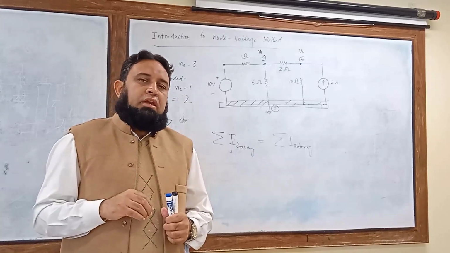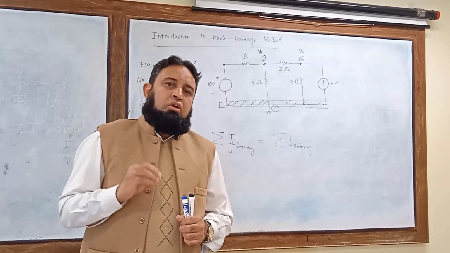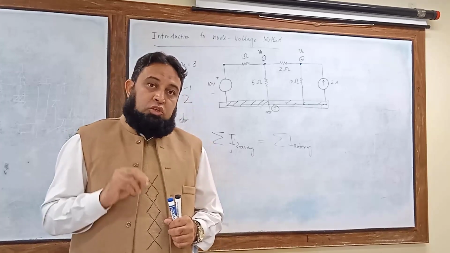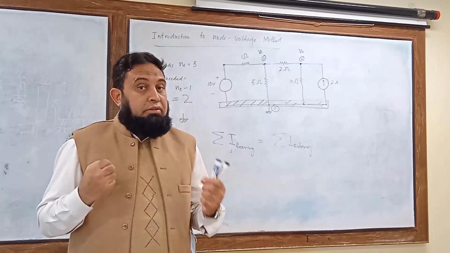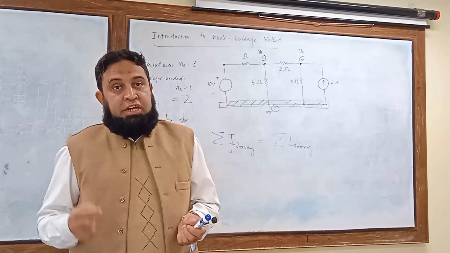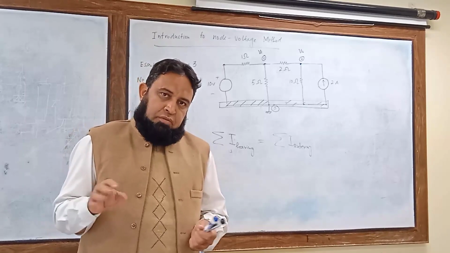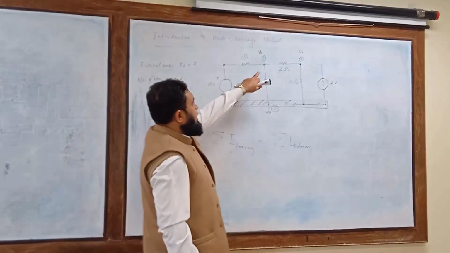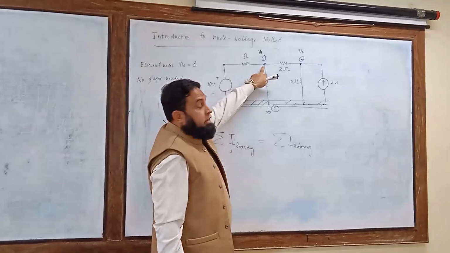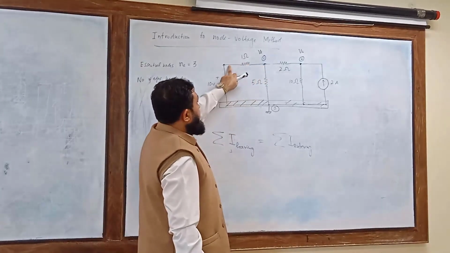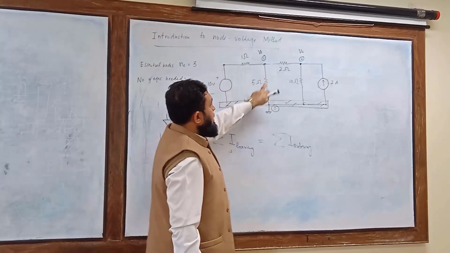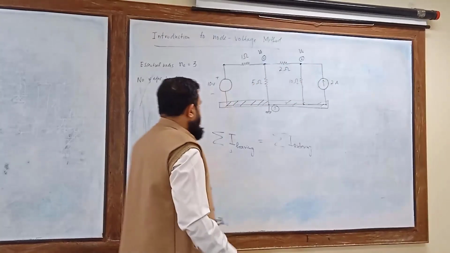Okay, so if we just consider a typical node and we want to analyze that node, writing Kirchhoff's current law for that node, what we have to do is assume that all currents are leaving unless otherwise stated or mentioned in the circuit. So for example, here we will be assuming that the current is leaving in this direction, the current is leaving here, the current is leaving here.